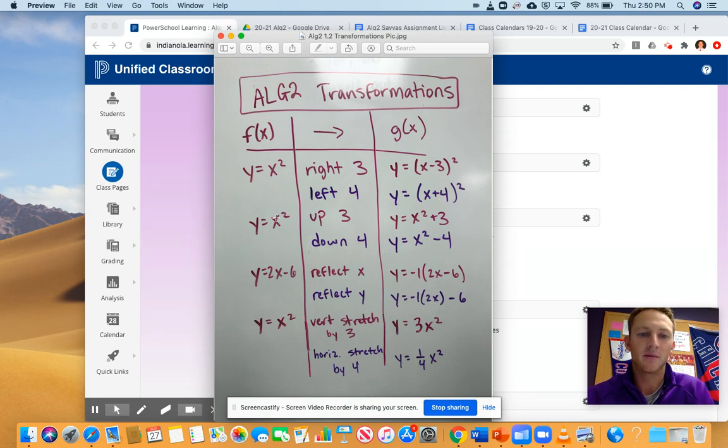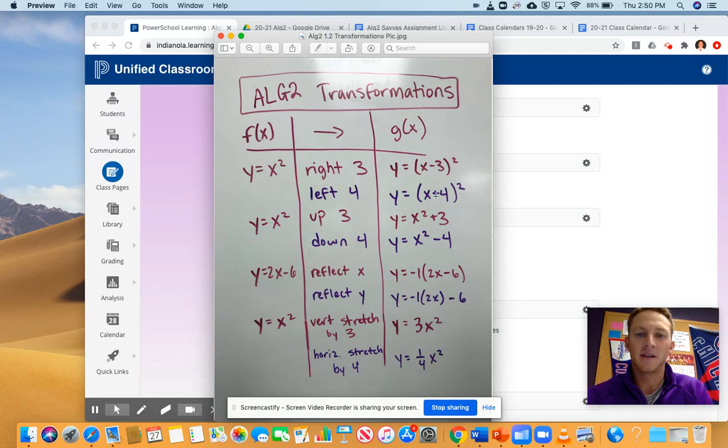Moving up and down, we're starting with y equals x squared again. If we want to move up, we're keeping the x squared the same and then just tacking on a plus 3 on the outside, down 4, minus 4 over here. These are more of what your brain might think. So right and left is opposite. Up and down is what you would expect.